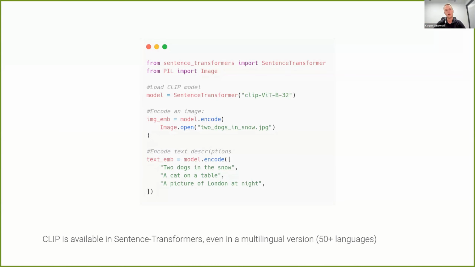This OpenAI CLIP model may also be fine-tuned easily, and the Sentence Transformers website describes how to perform this fine-tuning quite easily. So this is pretty good as a starting point.